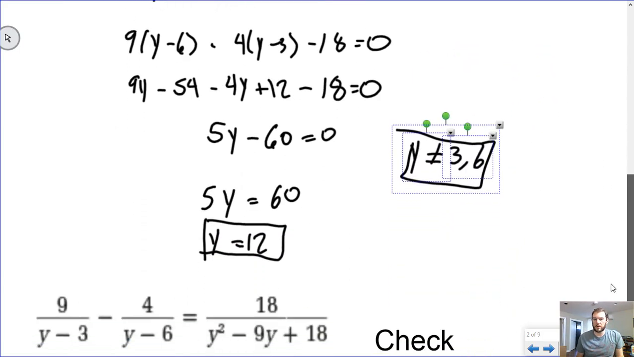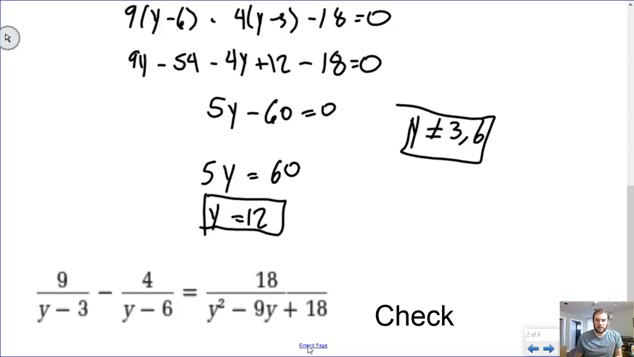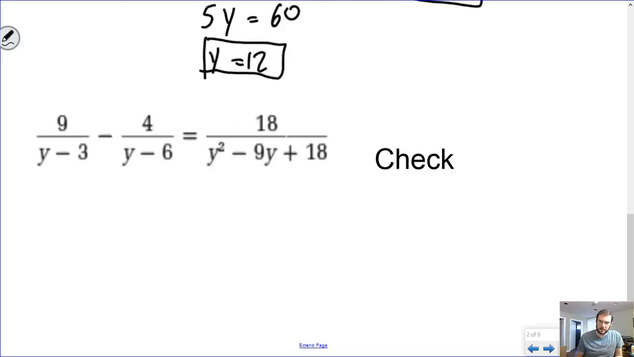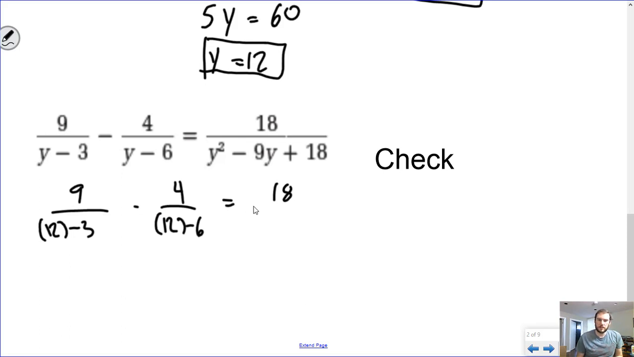Okay, so now what we're going to want to do is check our work. Let's make sure that y equals 12 is in fact a solution to this equation. So 9 over 12 minus 3, minus 4 over 12 minus 6, is equal to 18 over 12 squared minus 9 times 12 plus 18.